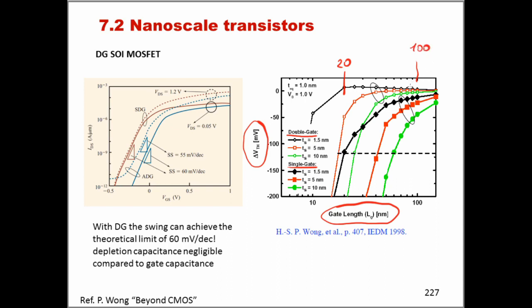So this is showing us practically how important it is to increase the control of the gate over the channel. Please note how thin these active pieces of silicon over insulator are. Here we are talking about 10 nanometers for the green curve, 5 nanometers for the red, and 1.5 nanometers for the black.